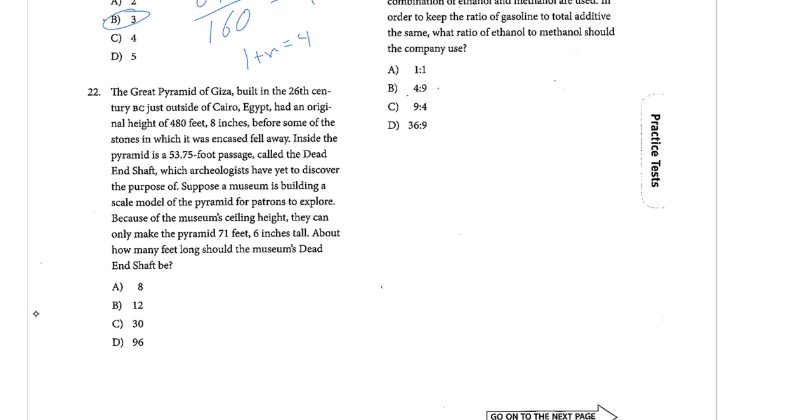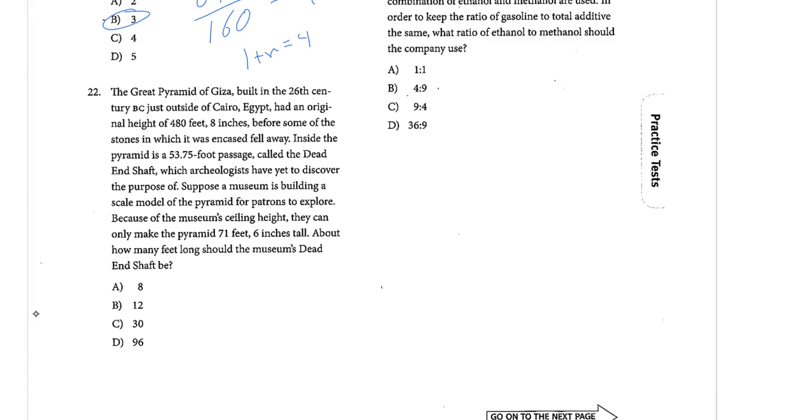All right, on to question 22. So here's going to be dealing with some scales, right? Okay, so we had the Pyramid of Giza, built in the 26th century BC, just outside of Cairo, Egypt, had an original height of 480 feet, 8 inches, before some of the stones in which it had been encased fell away. Inside the pyramid, a 53.75-foot passage called the Dead End Shaft, which archaeologists have yet to discover the purpose of.